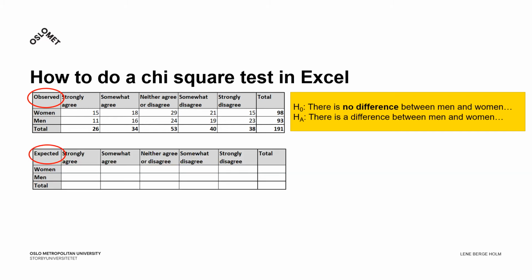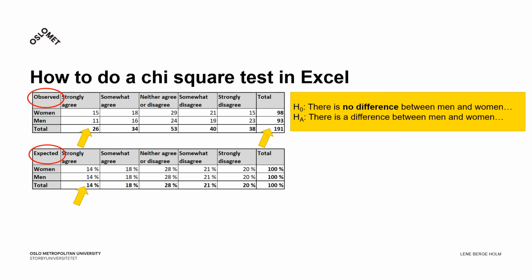So what I need to do now is to make a table which will be my expected table. And my expected table is based on the null hypothesis, that there is no difference between those two groups. And this means that we will have 14% of both men and women who strongly agree on the statement. So this number here, 14, is actually just 26 divided by the total number, 191.